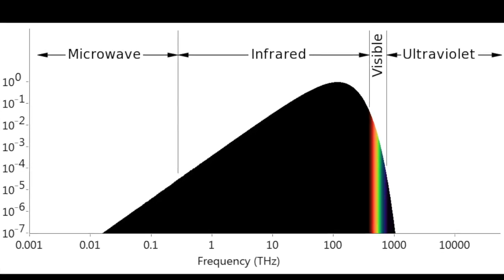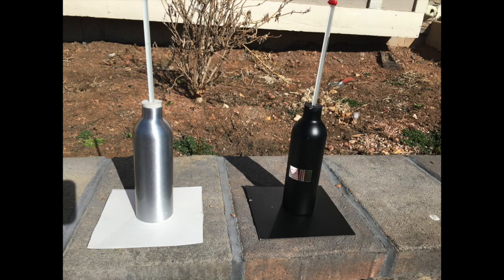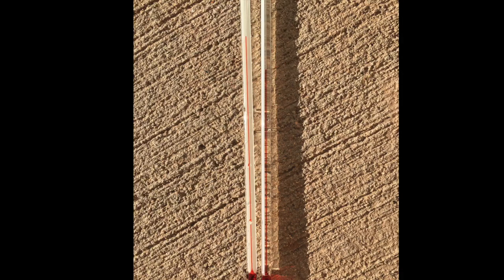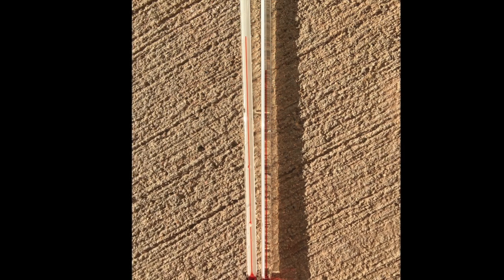And here I have two different jars, one of them a reflective aluminum and one of them black, which absorbs all the frequencies of light. And so it gets hotter faster. And we pull out the thermometer and you can see that indeed the black container retained more heat. It absorbed more thermal heat. So if you wear a black shirt out in the sun in the summer, it's going to heat you up more than if you were to wear a white shirt or something that reflected the heat.